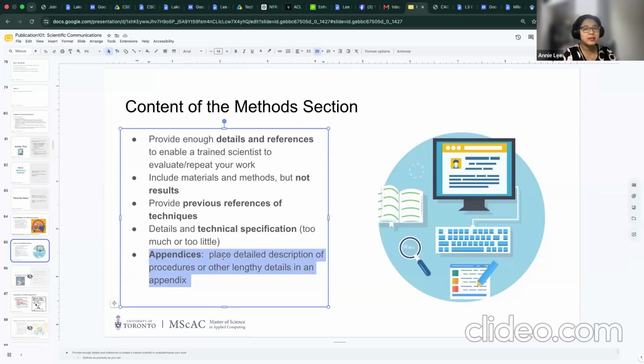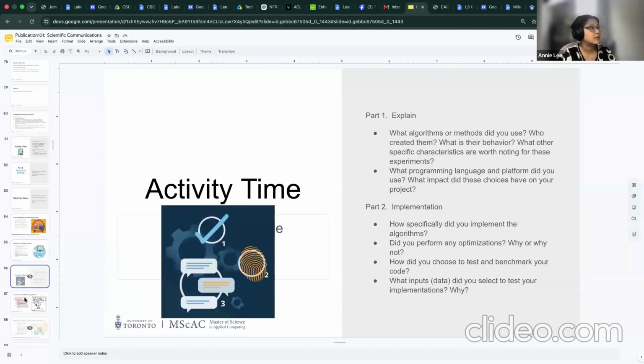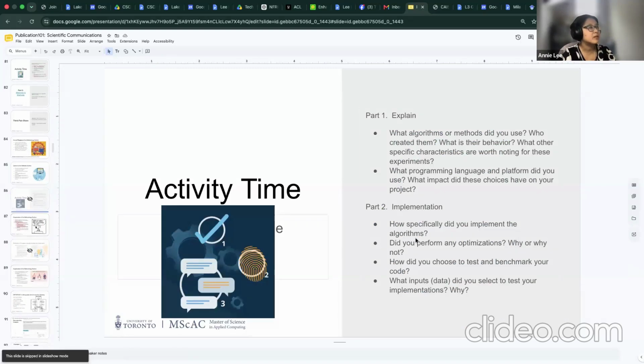Yeah, and like I said, in the first draft, write as much as you want, and then we can replace it later in the appendix. Okay. This activity is mostly for people who write algorithm and theory, so we'll skip that.